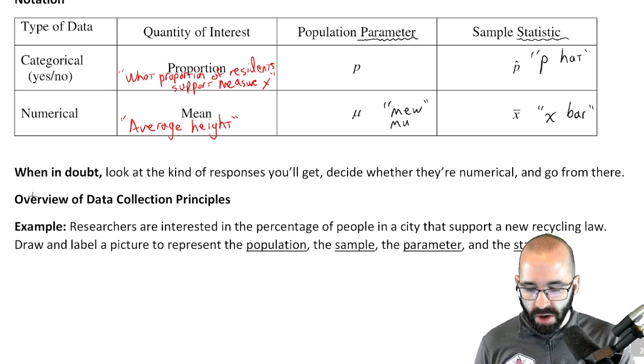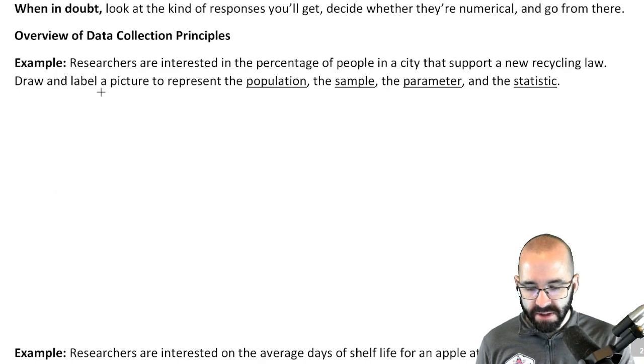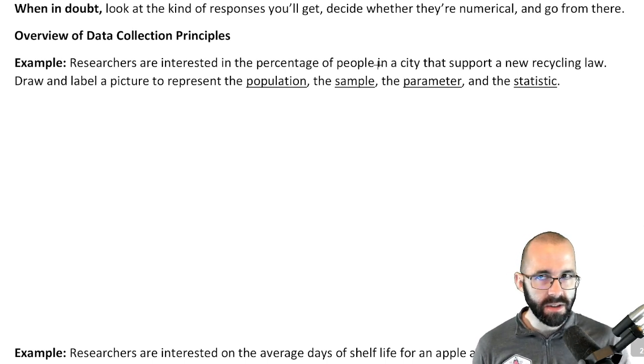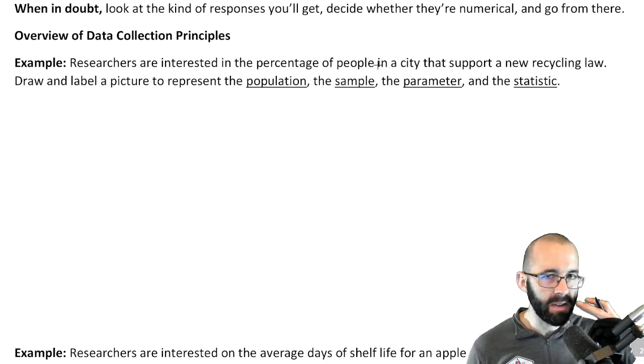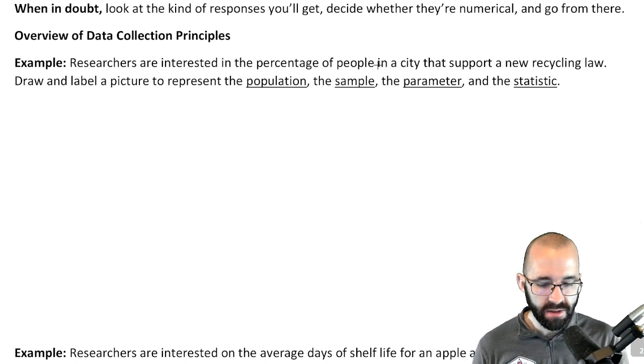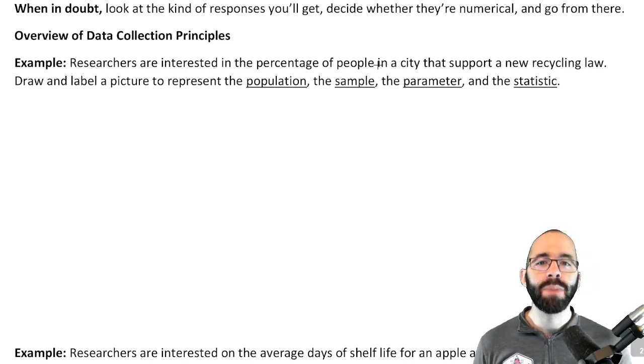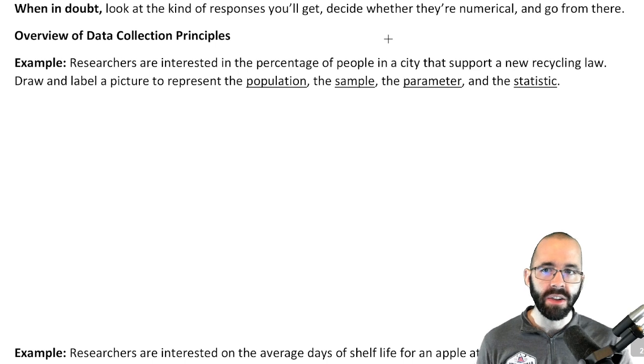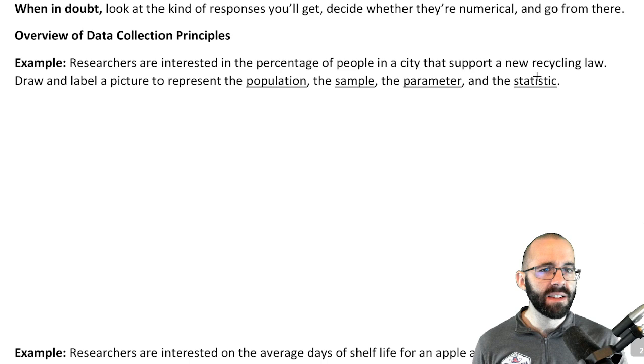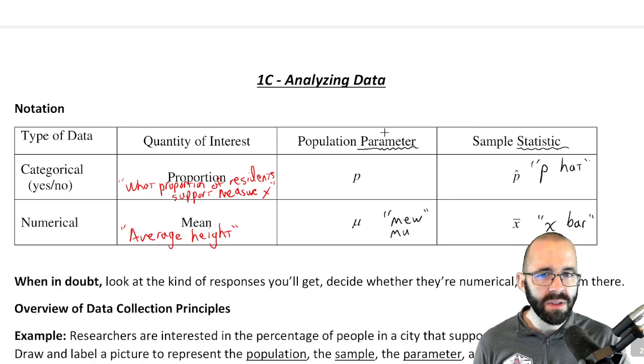All right, so let's do some examples of this. Researchers are interested in the percentage. So careful, because at the start you think percentage might mean numerical, because percentage is a number. But let's keep going. We're interested in the percentage of people in a city that support a new recycling law. We're going to draw a picture, and we're going to figure out what is the parameter and what is the statistic. What do those words mean? Oh, parameter was for the whole population. Statistic was for the sample.